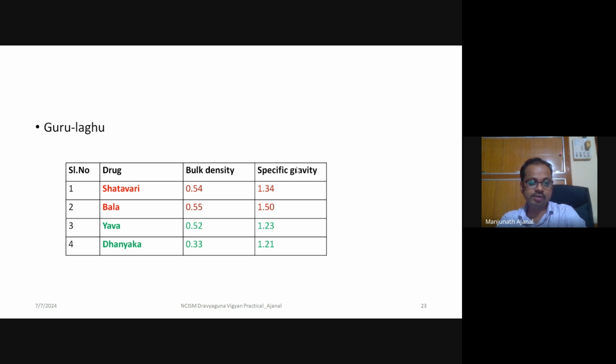Shatavari, Bala, Yava and Dhanyaka: 0.54 bulk density, Bala 0.55, Yava 0.52 and Dhanyaka 0.33. And specific gravity again, Guru Guna dravyas have more specific gravity and density compared to the Laghu Guna dravyas. So these are 1.34, 1.5, 1.23 and 1.21.